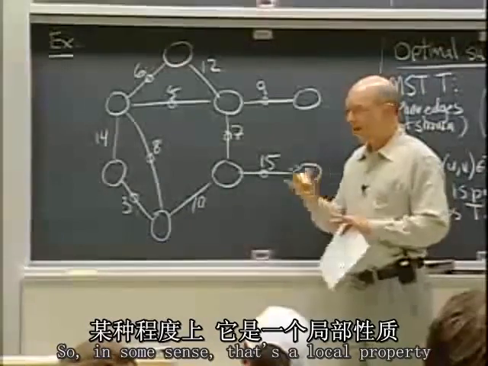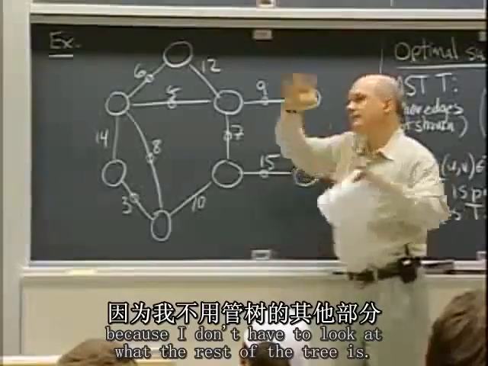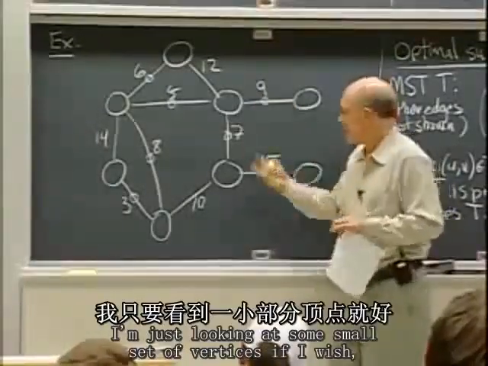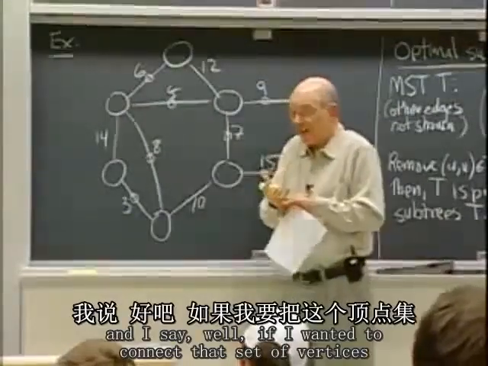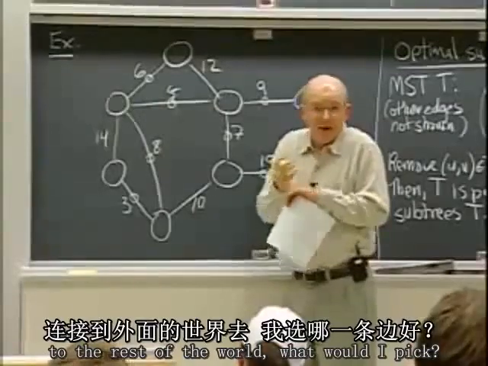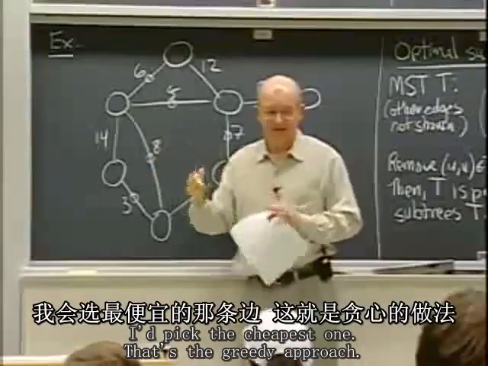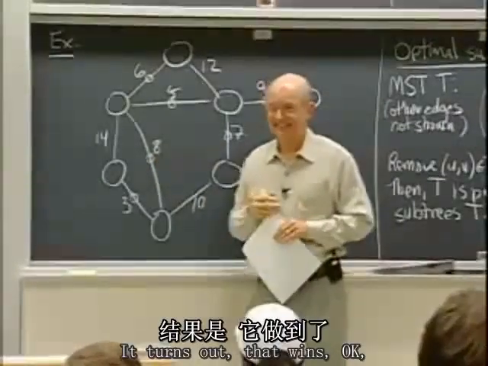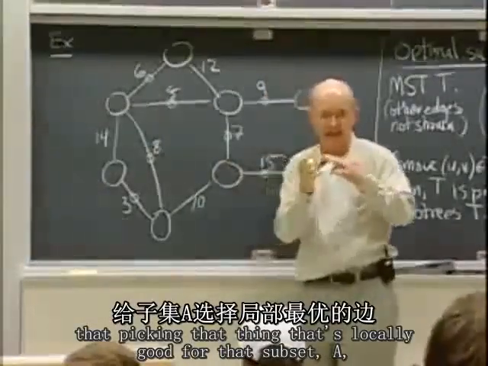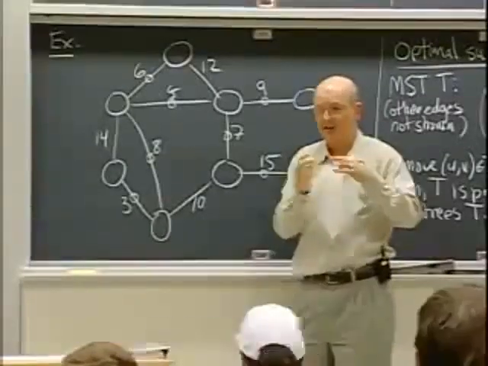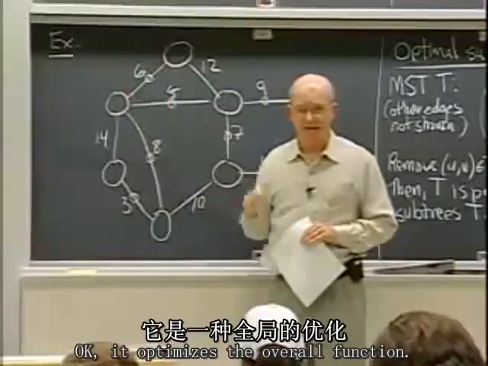So, in some sense, that's a local property. I don't have to look at what the rest of the tree is. I'm just looking at some small set of vertices, if I wish. And I say, well, if I wanted to connect that set of vertices to the rest of the world, what would I pick? I pick the cheapest one, the greedy approach. Turns out that wins. Picking that thing that's locally good for that subset A is also globally good. It optimizes the overall function. That's what the theorem says.